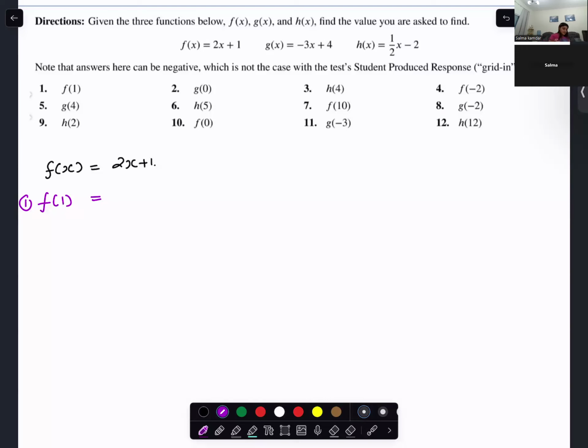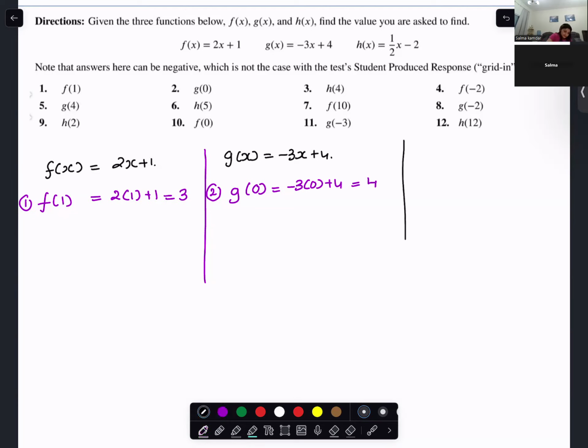I have f of x is equal to 2x plus 1. So my f of 1 will be 2 times 1 plus 1, which is nothing but 3. Second one, I know my g of x is equal to -3x plus 4. I want g of 0, that means the value of the function when x is 0. So it will become -3 times 0 plus 4. So this is going to become 4.